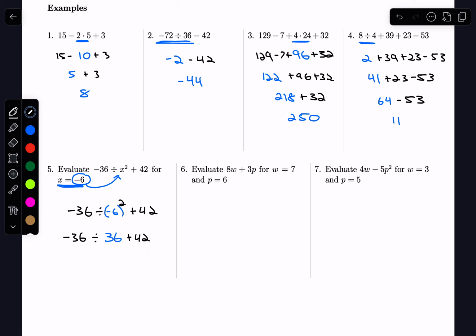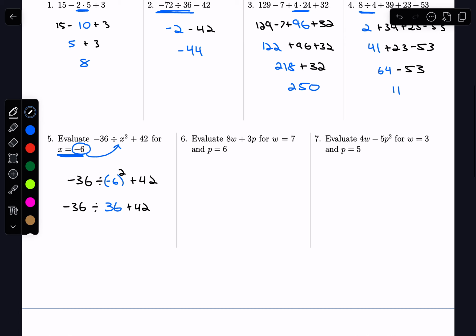Okay, because a negative would then throw off all the rest of our problems. That is by far the most common mistake students will make in these lessons. And so please make sure that whenever you are substituting in for variables, you always put parentheses there. Okay, so parentheses around the -6, then we squared it to get positive 36.